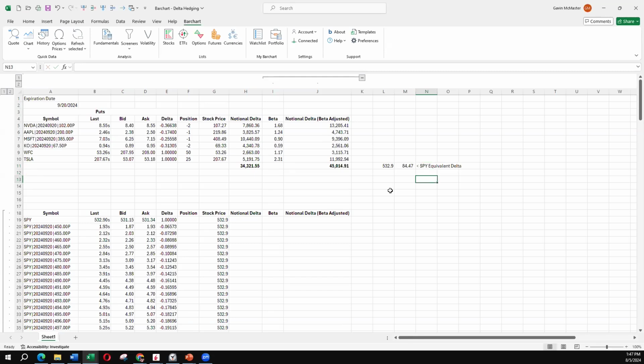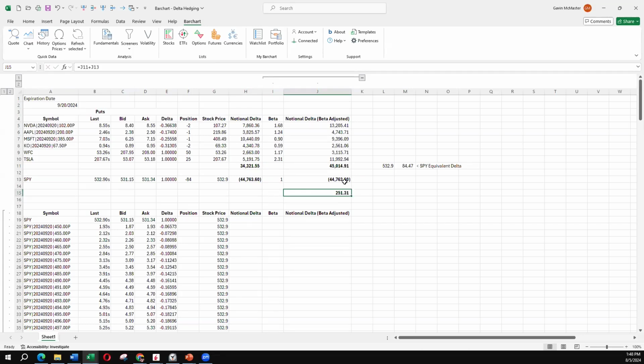Okay, so there's a couple of ways we could delta hedge this. We could take just the stock or the ETF of SPY, and we could short sell 84 shares. Our beta, of course, is going to be 1. And there you can see our combined notional delta now is more or less hedged.